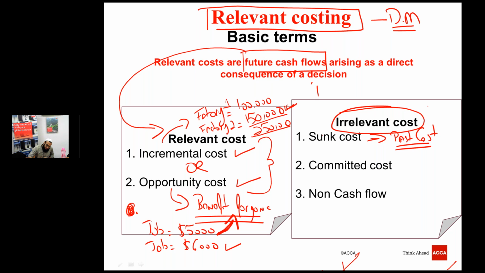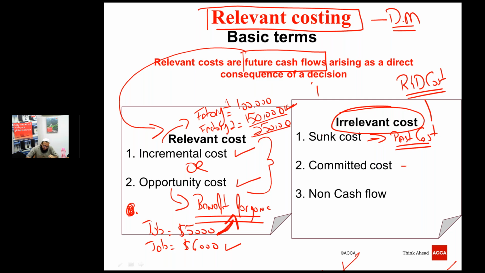Like research and development cost. Usually you do research and development, and after that you decide whether to make the product or not. But the decision whether to make the product or not will not recover the research and development cost. For example, if you are not making the product, then R&D costs have been incurred. If you are making the product, then R&D costs have been incurred. So the past cost is sunk cost.